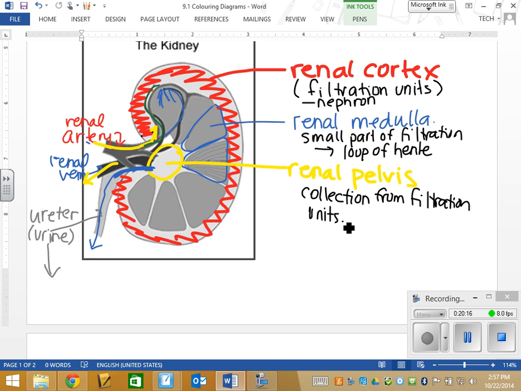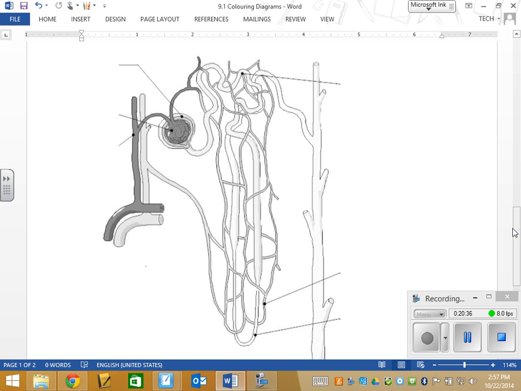Now the next thing that we need to talk about is this filtration unit, the nephron. And so that's the picture that's on the back side of the page. If you could flip there, please. So there are a bunch of structures that you would need to be able to identify. And especially in this picture, I think that coloring was really worth your while to help you distinguish between all of the tubes that are crisscrossing over one another.